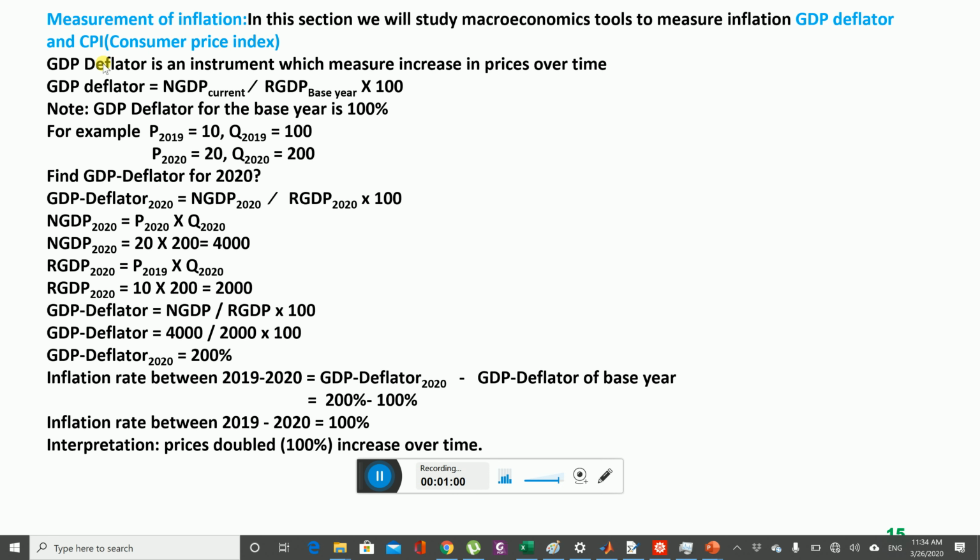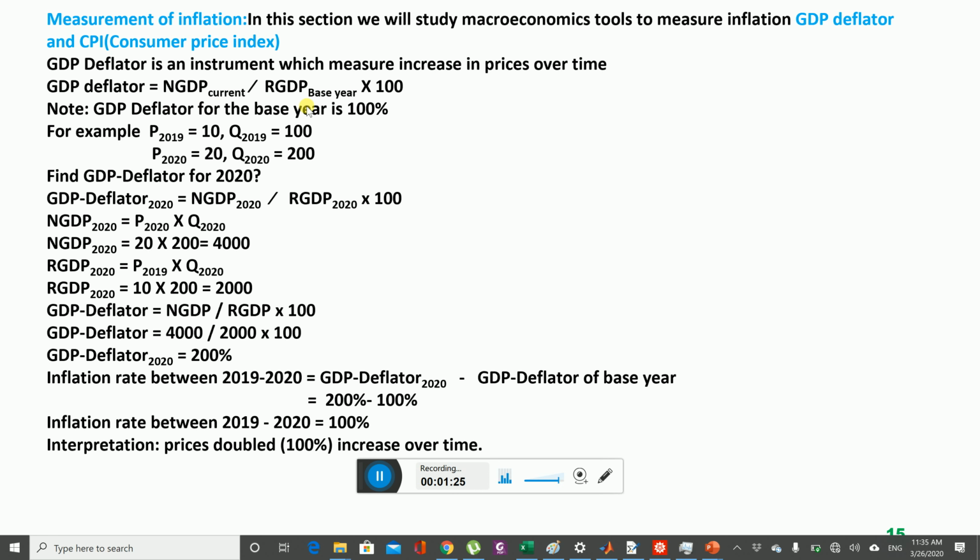So we are discussing the GDP deflator, as this is an instrument that the government uses to measure the overall inflation rate over time, or you can say between two time periods. The formula is the ratio of nominal GDP to real GDP multiplied by 100. This formula we can use to measure the overall inflation rate.